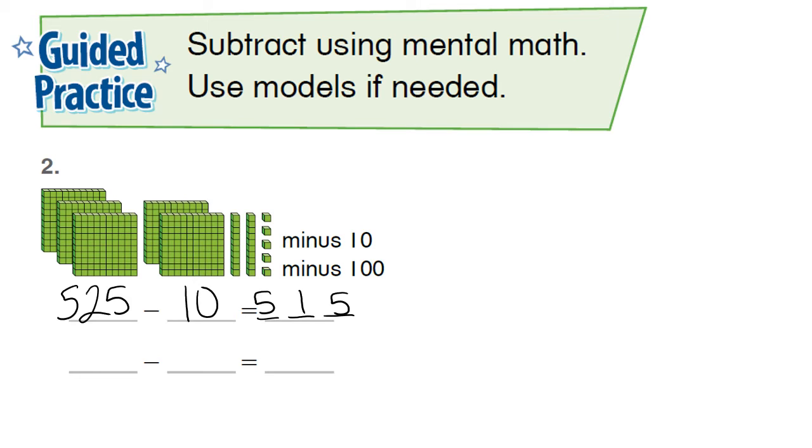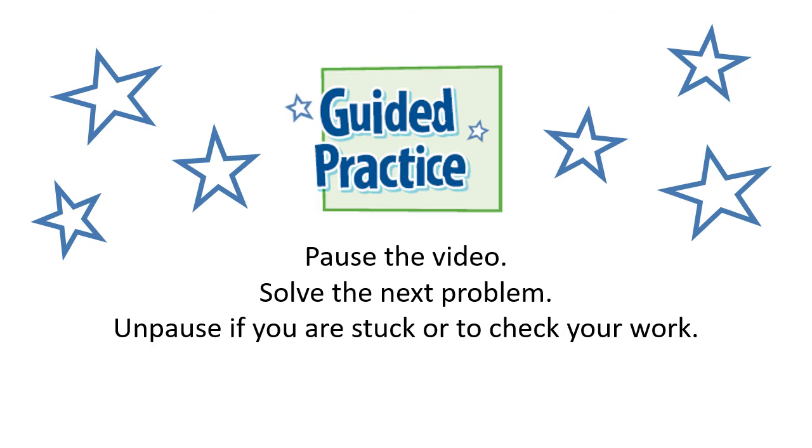Now we're going to minus 100. So we have 525 minus 100. Have our 3 place values here. Our tens place value and our ones place value are going to stay the same because of the zeros in those place values. We have a 1 in the hundreds place value, so 5 minus 1 equals 4. So 525 minus 100 equals 425. Pause the video, solve the next problem, unpause if you are stuck, or to check your work.